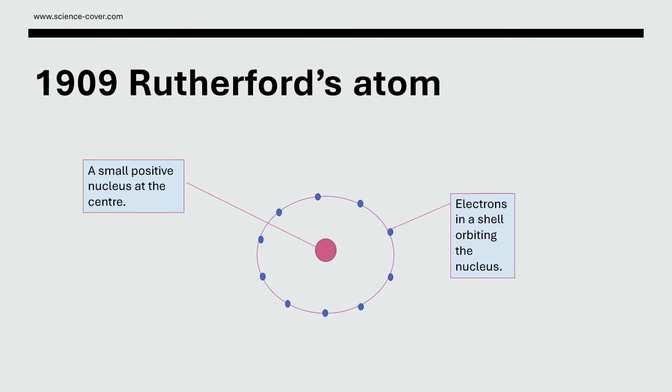So in 1909, the atom was redrawn to have a small positively charged nucleus at the center. The electrons were placed orbiting in a shell around this nucleus.